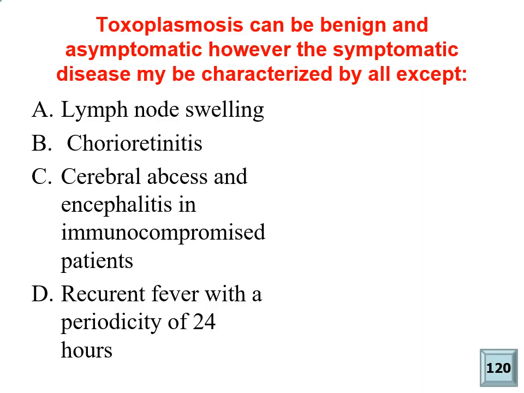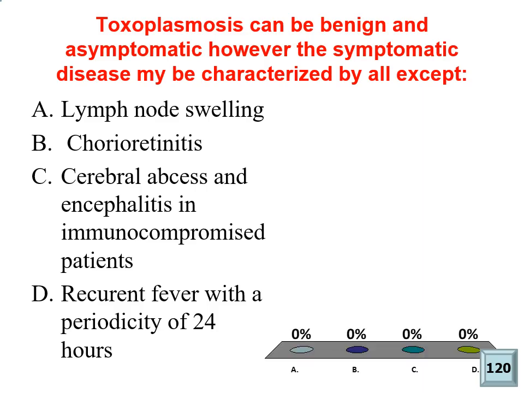Of course, the D is the right answer because recurrent fever and periodicity are more common symptoms that show after malaria infection, and the recurrence, of course, is different between the species of Plasmodium. I'm sure Dr. Awar will tell you more about these. However, lymph node swelling, chorioretinitis, and cerebral abscesses can happen if we get infected by toxoplasmosis.